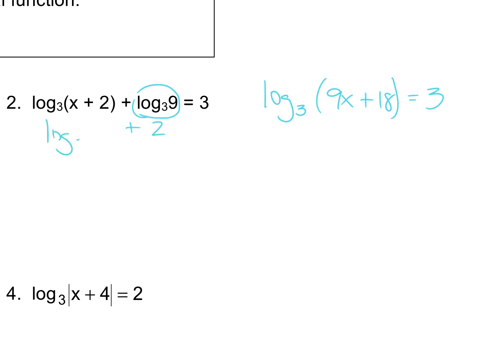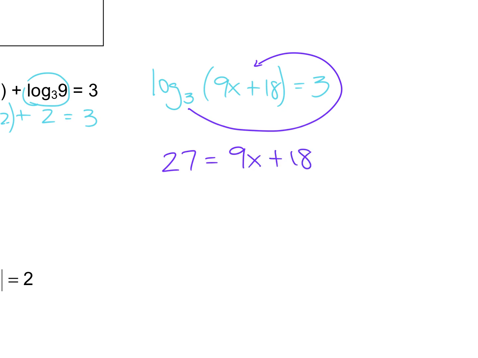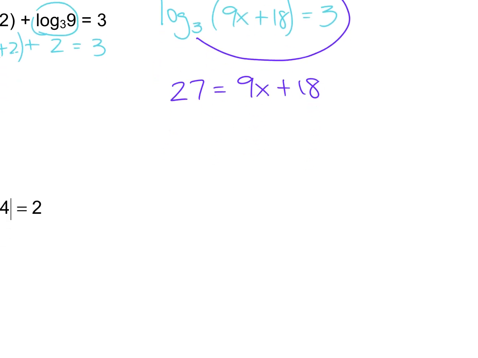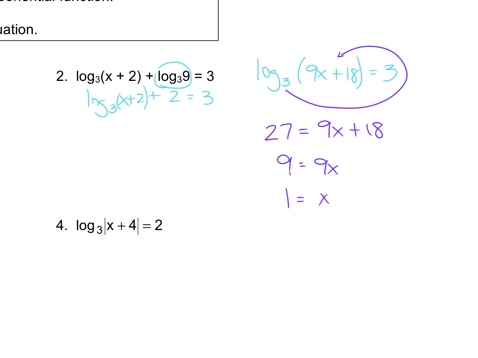So if I continued with either one of these, let's go back to the other one over here. If I had put that together, the 9 with that, and distributed, where would I go next? I would go into exponential form. So what would that say? 3 to the third, which is what? 27 is equal to 9x plus 18. So then I would solve this by subtracting 18 from both sides and dividing. With logs, we typically check our answers to make sure we're not taking the log of a negative number. Would 1 be okay?